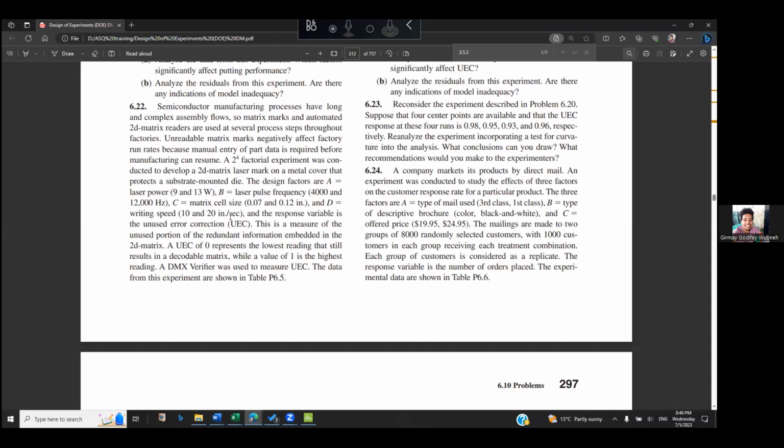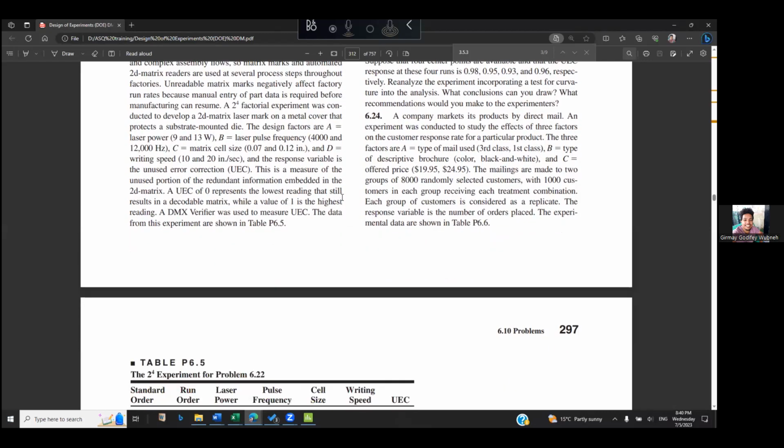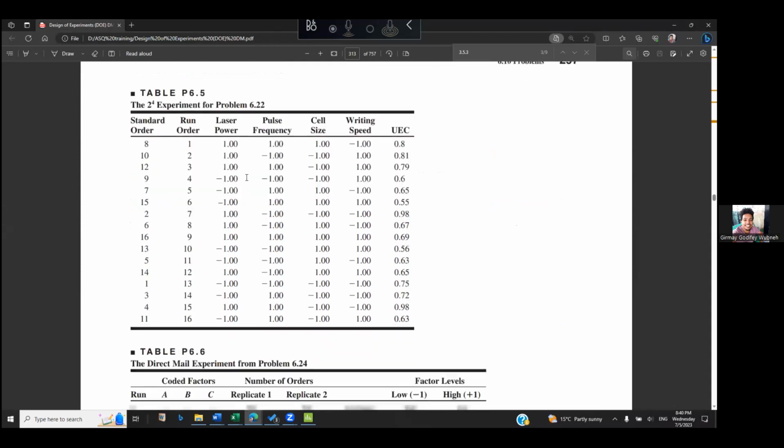The response variable is unused error correction, USEC, a response function, as this is a measure of the unused portion of the redundant information embedded in the 2D matrix. A USEC of 0 represents the lowest reading that still results in a readable matrix, while a value of 1 is the highest reading. A DMX verifier was used to measure USEC. The data from the experiments are shown. So the data is here.